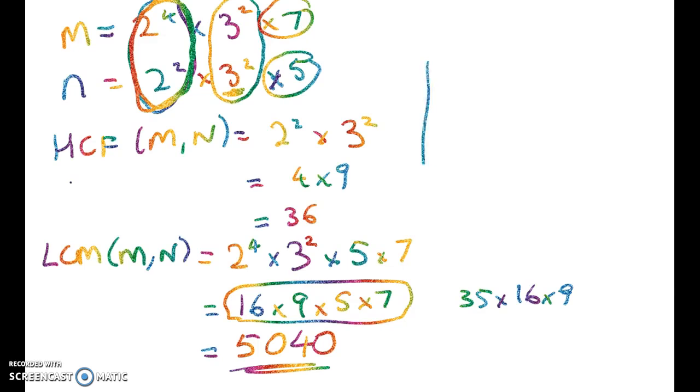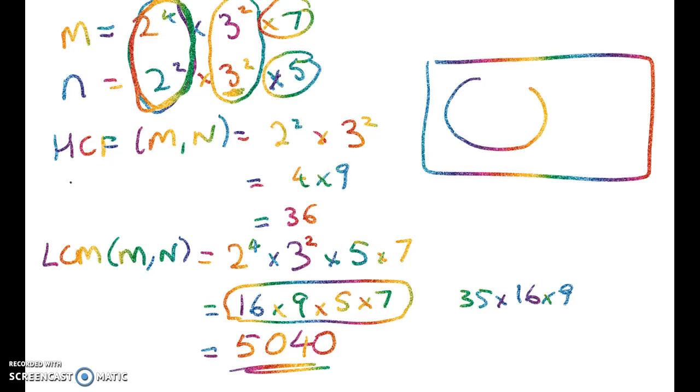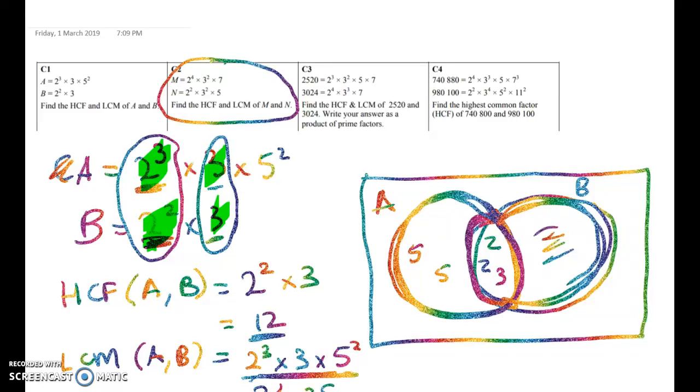So if you want to do the Venn diagram there, you can. Right, there's M, and there's N, and you'll have 2, 2, 3, 3 here. N's going to have a 5, and M's going to have 2 more 2's and a 7. Right, on to part C, C3.